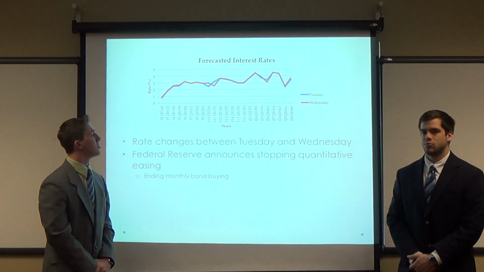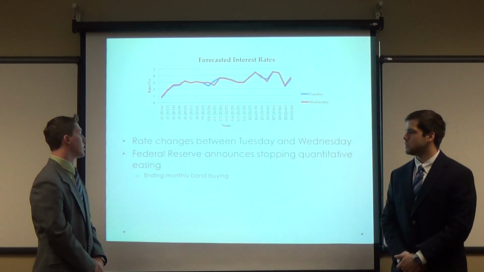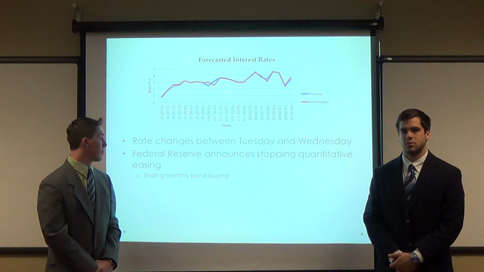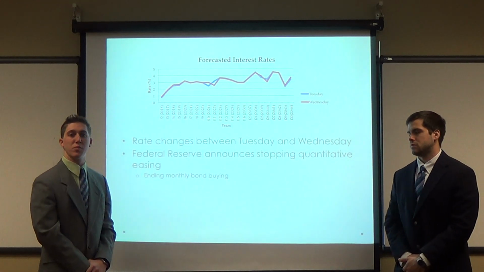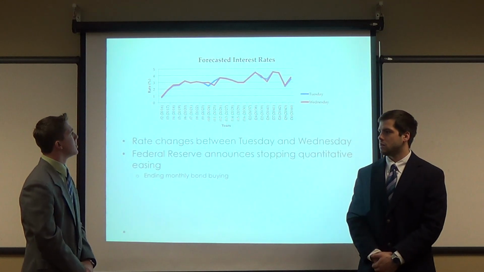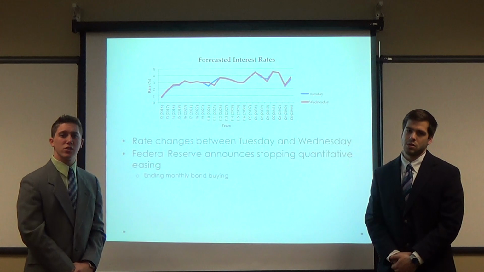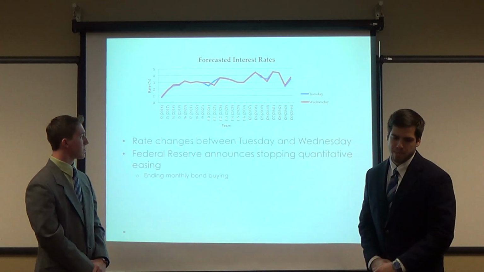The graph on this slide shows the changes from Tuesday to Wednesday. The rate changes are because the Federal Reserve has announced that they will stop quantitative easing. They will end their monthly bond buying, causing the supply of money to fall. When money decreases, the demand will rise, causing the prices to rise and causing the short-term rates to fall.